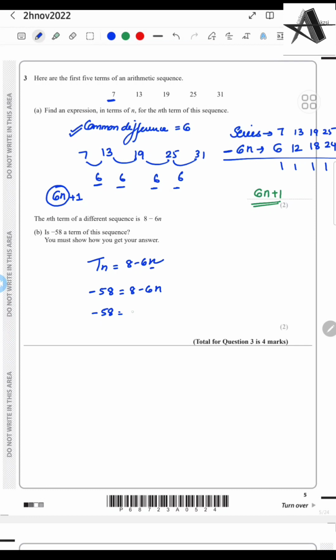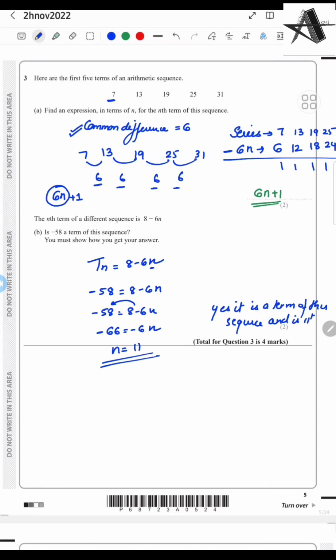Minus 58 equals 8 minus 6n, just bring it here. This will become negative 66 equals minus 6n, or n is equal to 11. Negative 66 over negative 6 is 11. So this comes out to be an integer. That means yes, it is a term of the sequence and it is the 11th term.